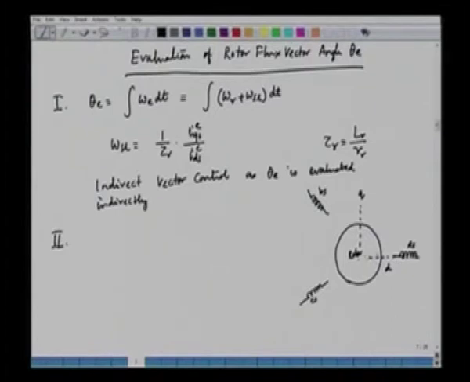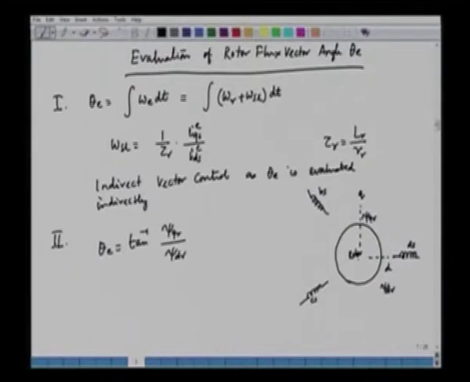So, we can find out what is psi dr, and we can find out what is psi qr in the stationary frame. So, psi dr and psi qr can give us theta E. So, we can say that theta E is obtained by taking the tan inverse of psi QR and psi dr. These are the stationary flux components. Psi dr and psi QR are the stationary flux components.